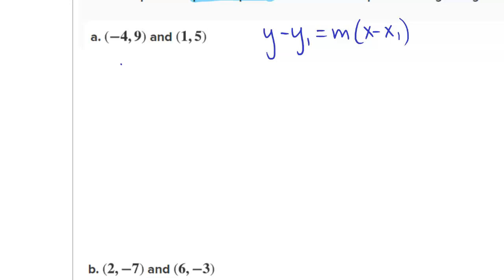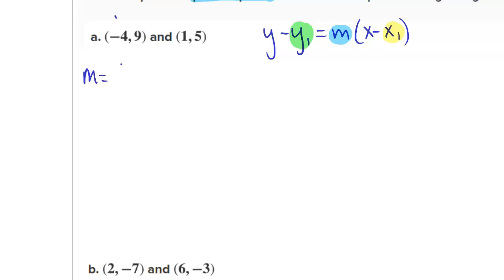Okay, so all we need to do is, first of all, we need to find the slope. The slope is not given to us. And then we need to plug in a point. We need to plug in something for y1. We need to plug in something for x1. And that's it. So the first thing we're going to do here is find the slope. It doesn't tell us what the slope is here.